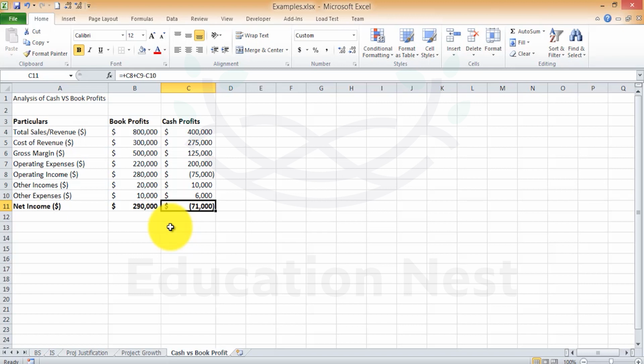So by analyzing this book profit versus cash profit, an entity, a project manager, is able to determine whether the credit period that has been given to the customers is a good one. Is it a reasonable one? Should they reduce the credit period? Should they take other better precautionary measures to reduce the credit period, to deliver better services so that the cash is collected quickly, to deliver projects at a much faster pace so that they can realize the cash value of the project, or the proceeds from the project, on a priority basis?